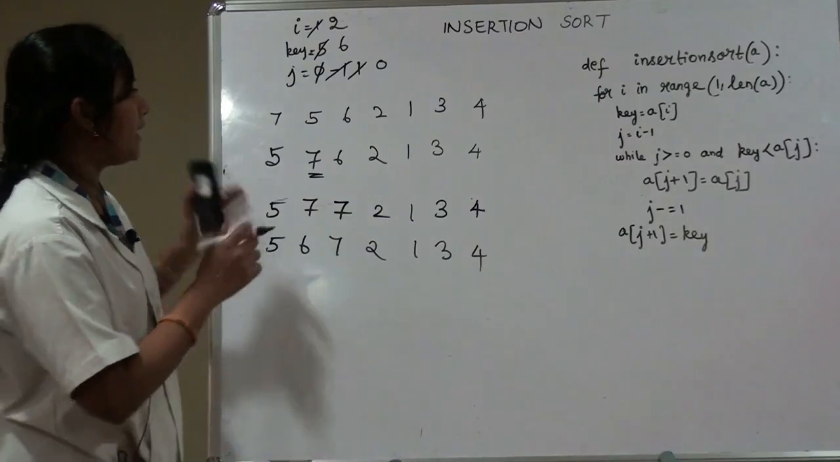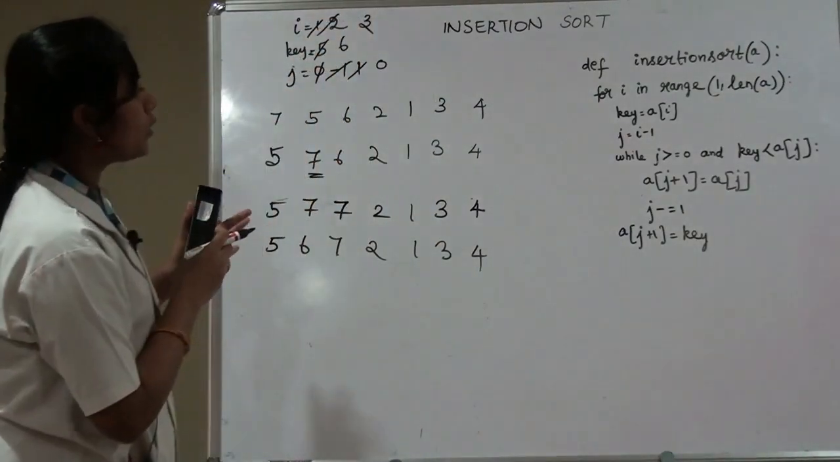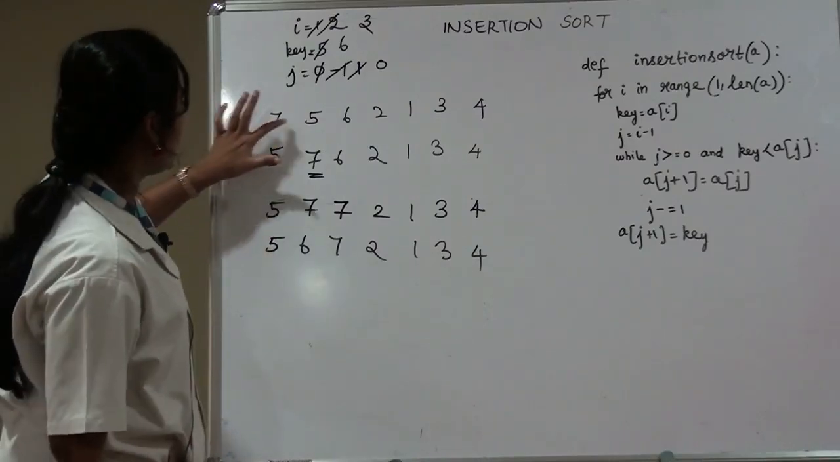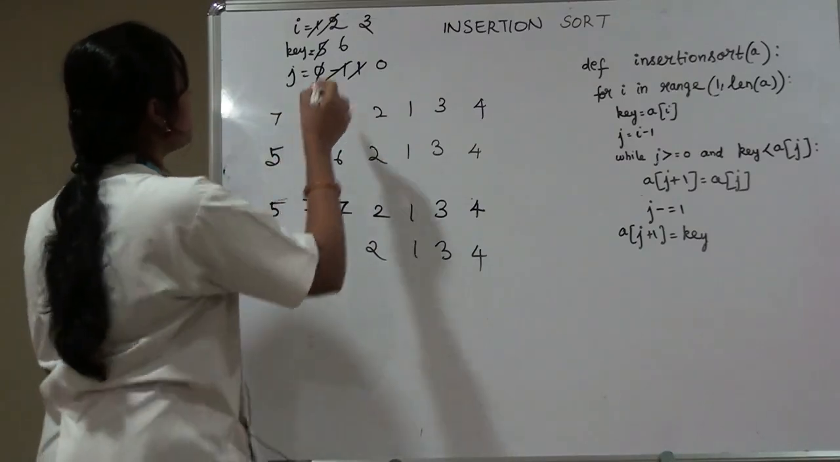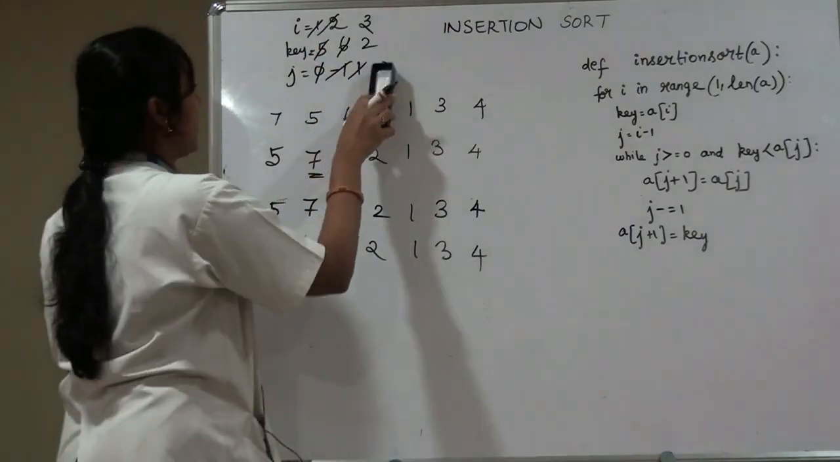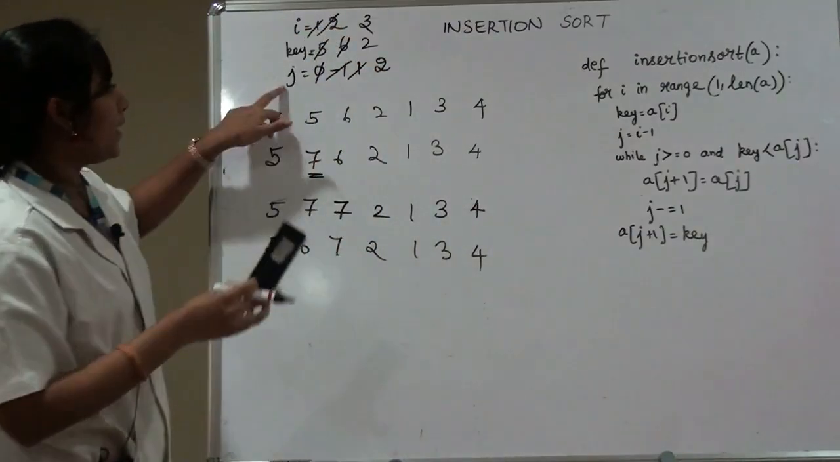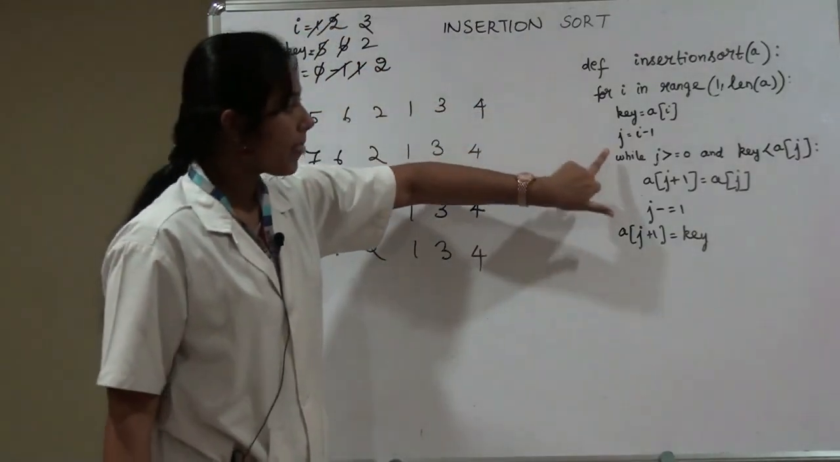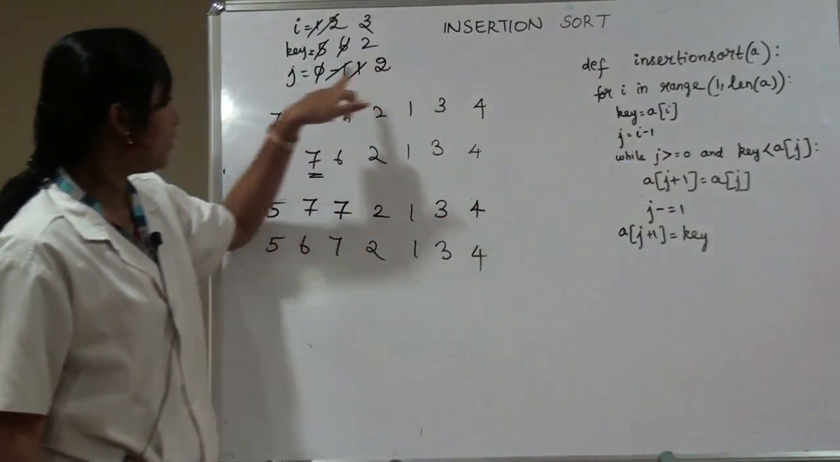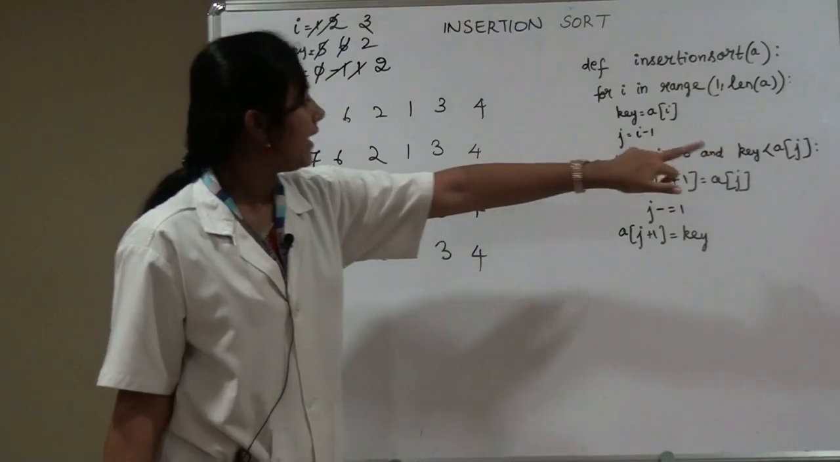In the third iteration, i will take the value 3. Now what is the value of key? A[3]. So our key will become 2 now. So what is the value of j? i - 1. So 3 - 1 is 2. So our j will become 2. Now again j >= 0. So j is 2, the condition is satisfied. Key < A[j].